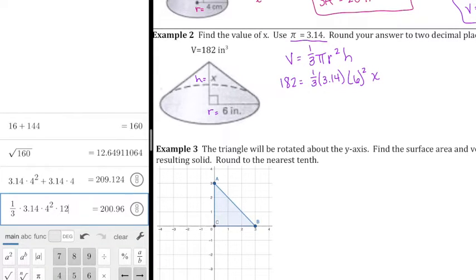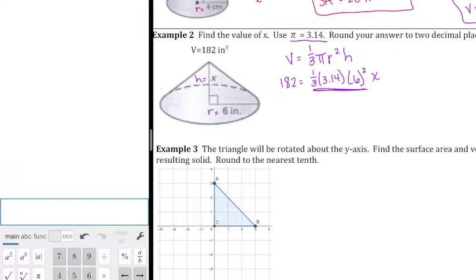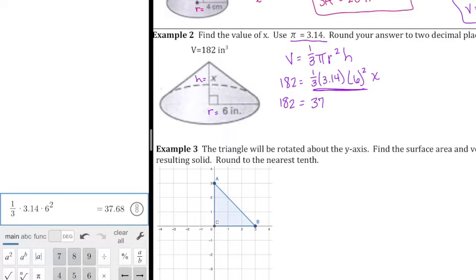All right, let's multiply this stuff together so that we just have one number in front of x. That'll be 1/3 times 3.14 times 6 squared. Now we have 182 equals 37.68 times x. To find x, I'm going to divide both sides by 37.68.